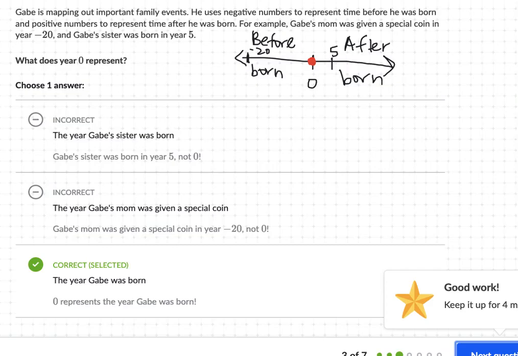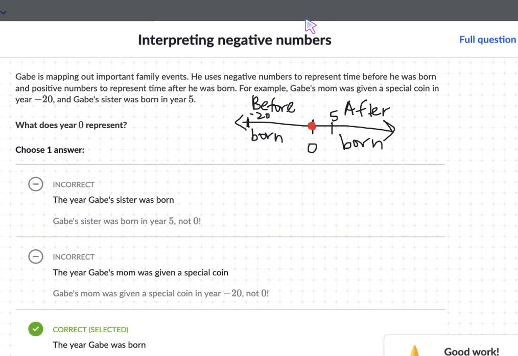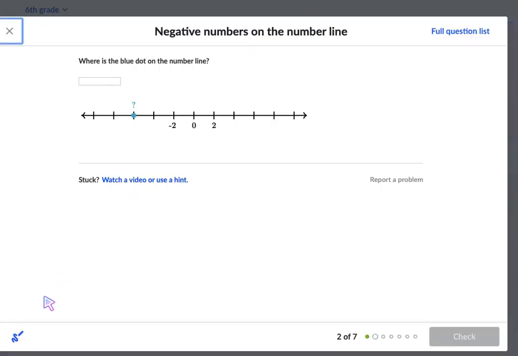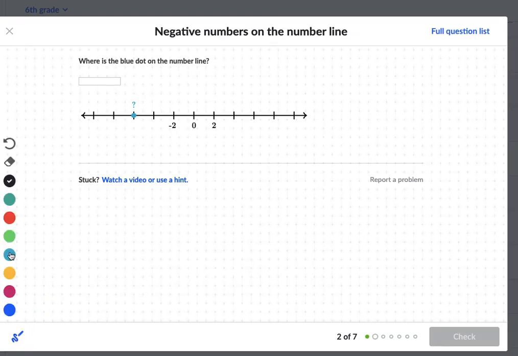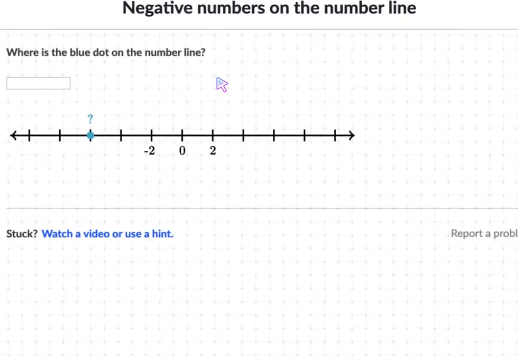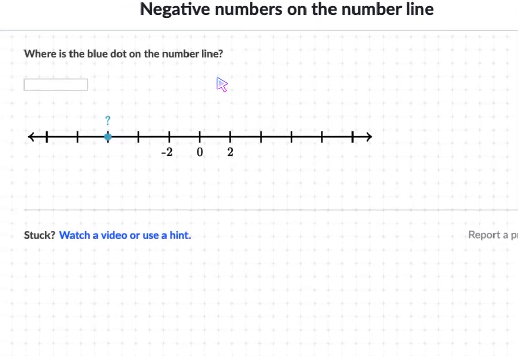All right, so those are the interpreting negative numbers problems. You can also have problems where they're asking you to plot negative numbers on the number line. For this problem, they want to know where is the blue dot on the number line? What number is that? Go ahead and pause the video and try it on your own.